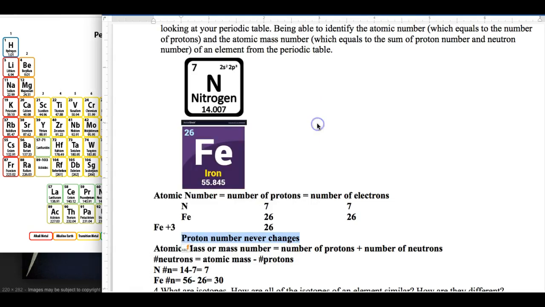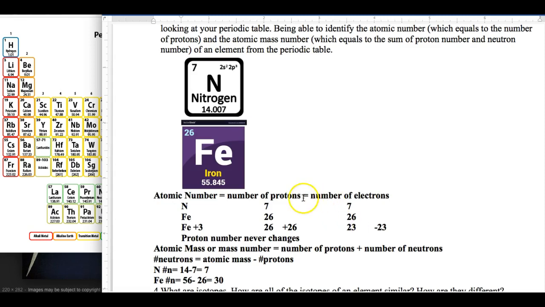So remember, proton number never changes, because if it were to change, then you no longer have the same element. So for iron, right here, the number of protons is still 26. So if you think about 26, that's 26 positive charges. So if we want to eventually get to iron +3, you have to have 23 electrons. That means you have 23 negative charges. So if you add it all up, number of protons plus 26, number of electrons is -23.